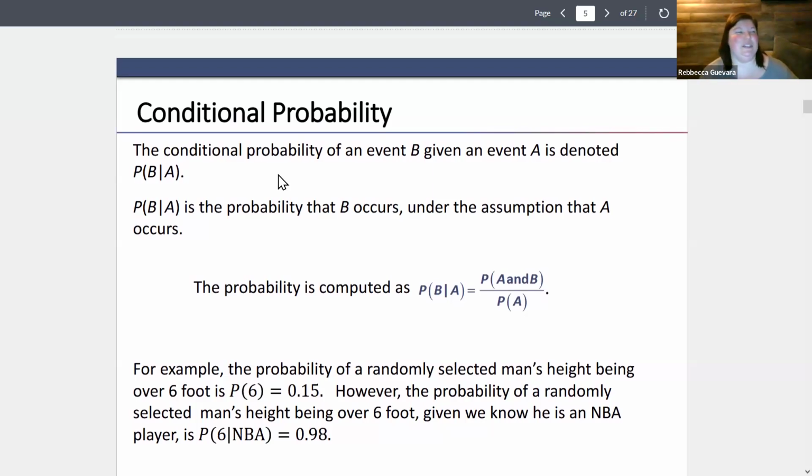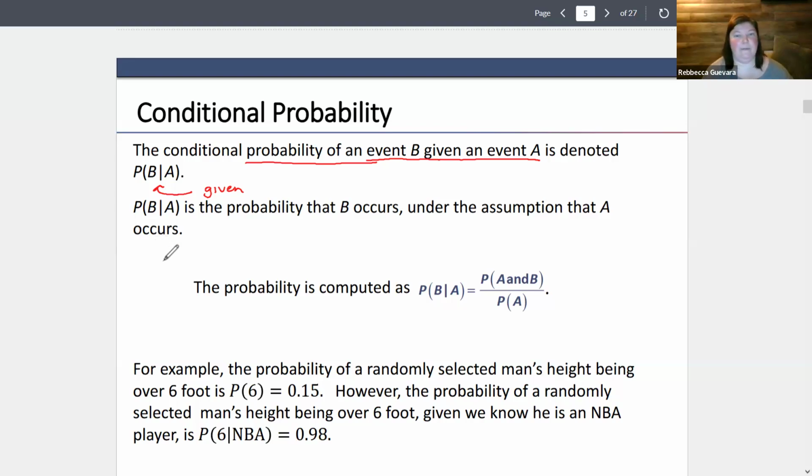So conditional probabilities are written like this. A conditional probability of an event B given an event A is denoted as P, and then we have B, and it's not a slash, it's a vertical line, then A. People look at this and tend to think of it as division. This is not division. This little sign here just means "given." So it's telling you we want to figure out event B's probability, given event A has also occurred. So the probability of B given A is the probability that B occurs under the assumption that A has also occurred.